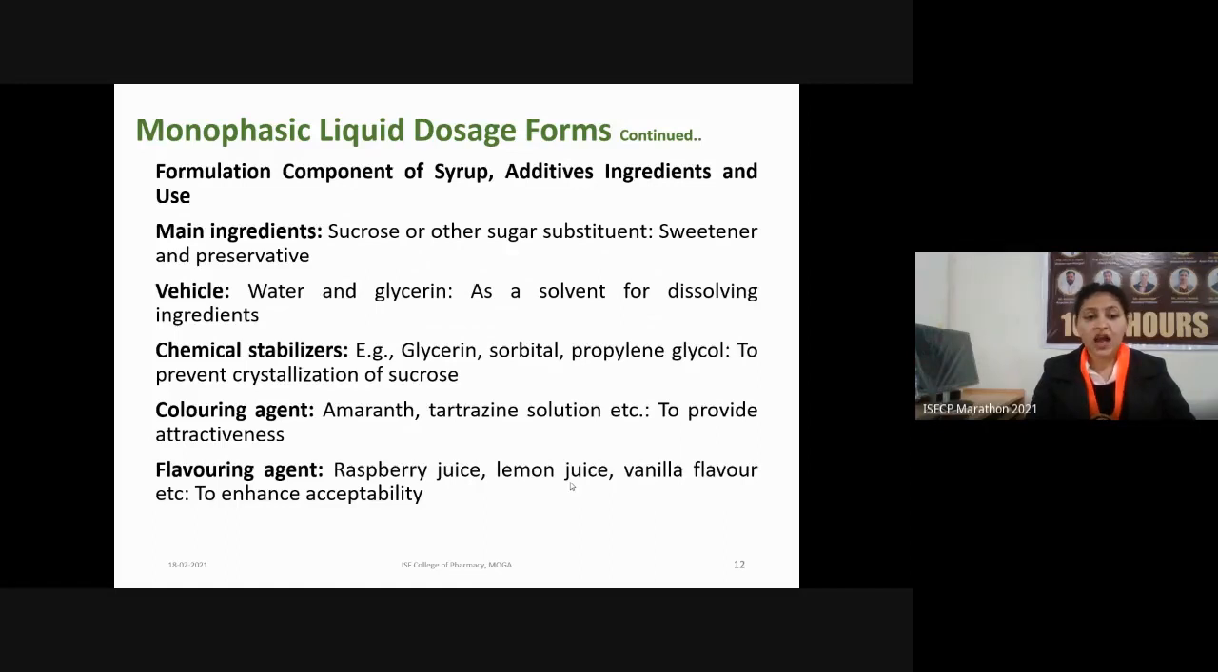Our next excipient that we use for the preparation of the syrup is coloring agent. Amaranth, tartrazine solution, and many more are a few examples of the coloring agent. Now, why do we need coloring agents? Coloring agents help to provide attractiveness to a particular formulation. If we are using any liquid preparation and we add colorant to it, it will enhance its appearance. They will make them attractive.